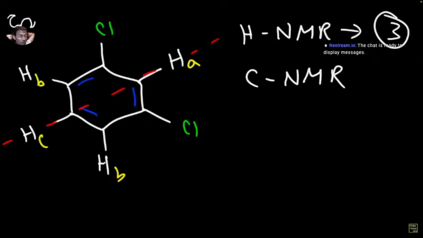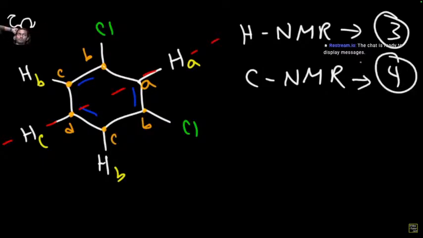Now for C-NMR, let's use a different color. We focus on the carbon atoms, so that's going to be signal A. Here, we're going to have signal B. And then for these 2 carbon atoms, that's going to be signal C. And for this one, D. So for C-NMR, it's going to be 4, one more than H-NMR, due to these two carbon atoms which don't have hydrogen atoms on them. Now let's work on a different example, one that doesn't involve benzene rings.